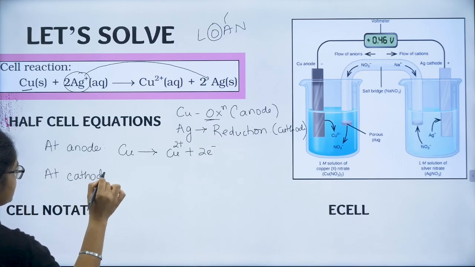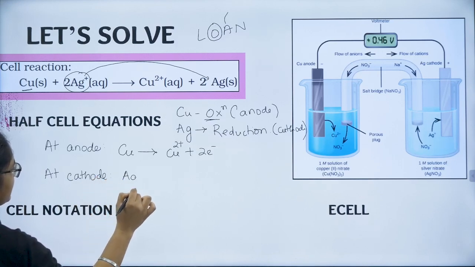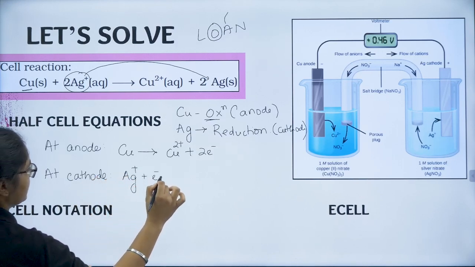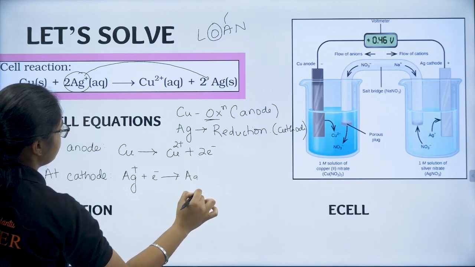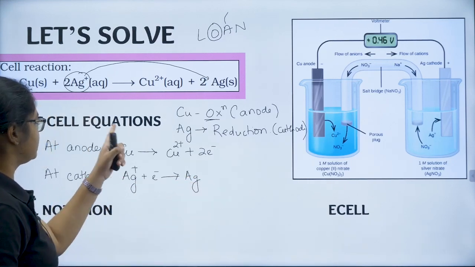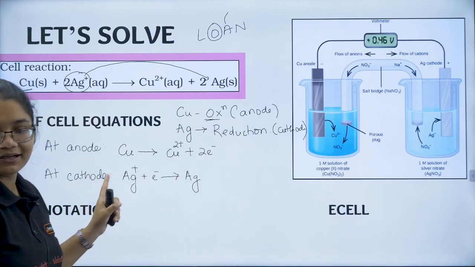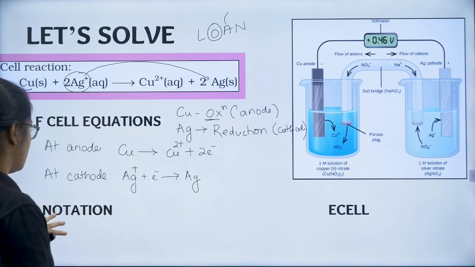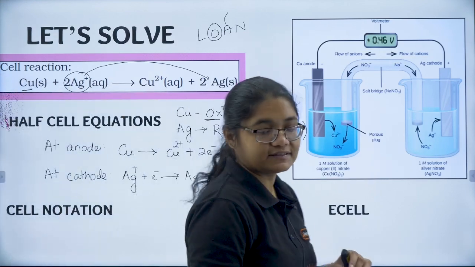Reduction. Whose reduction? Silver reduction. So you have Ag plus 1 electron giving you Ag. Okay. So I got half cell equations at anode reaction and at cathode reaction. Next task is to write the cell notation.